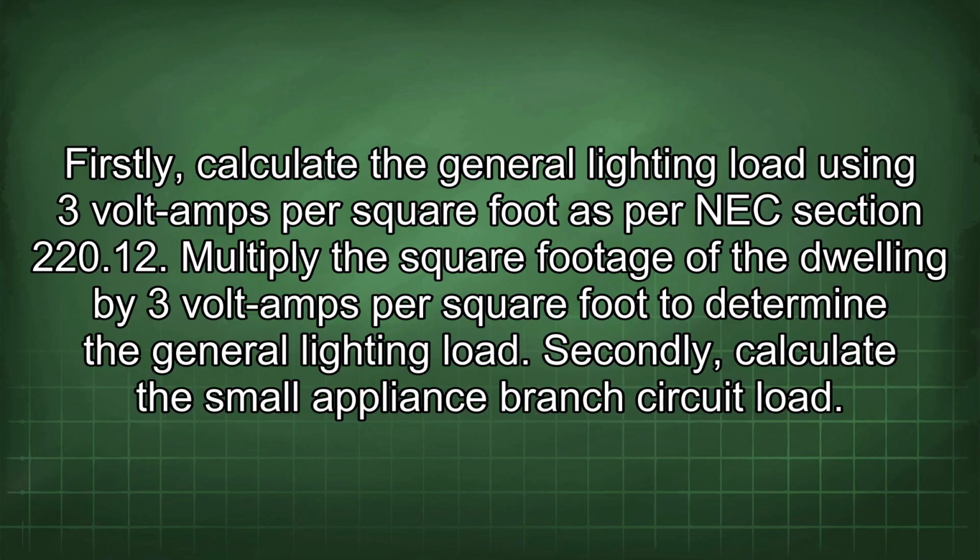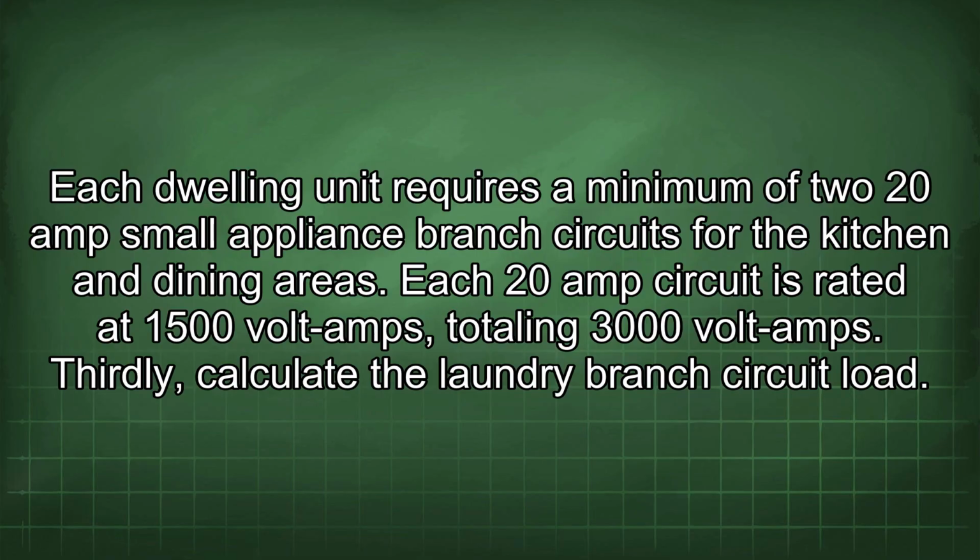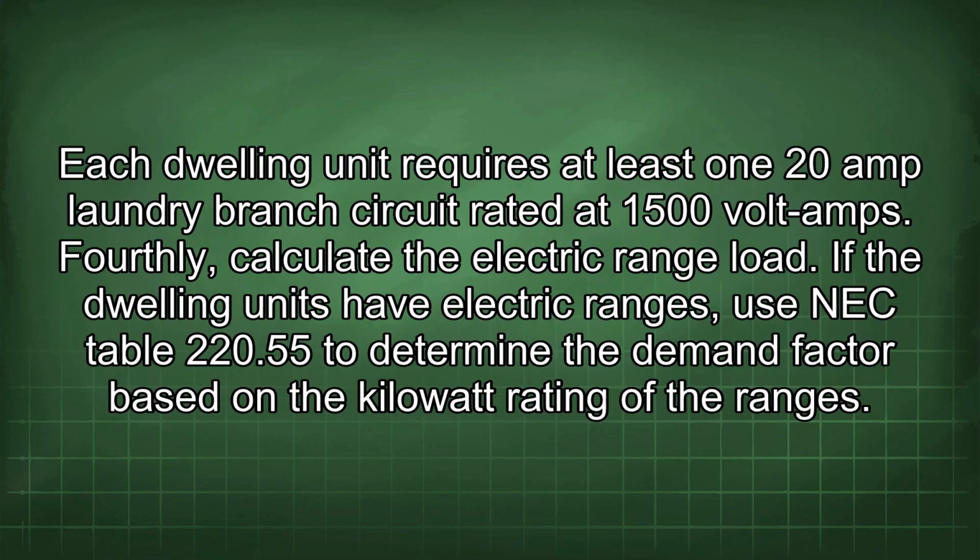Secondly, calculate the small appliance branch circuit load. Each dwelling unit requires a minimum of two 20 amp small appliance branch circuits for the kitchen and dining areas. Each 20 amp circuit is rated at 1500 volt-amps, totaling 3000 volt-amps. Thirdly, calculate the laundry branch circuit load. Each dwelling unit requires at least one 20 amp laundry branch circuit rated at 1500 volt-amps.